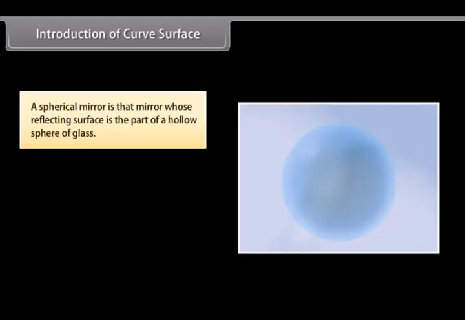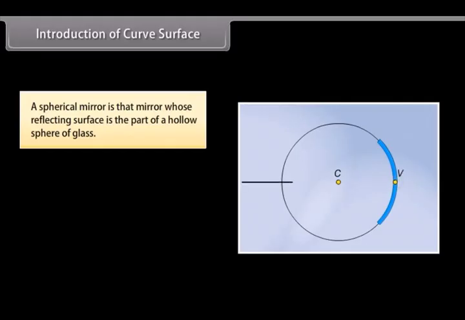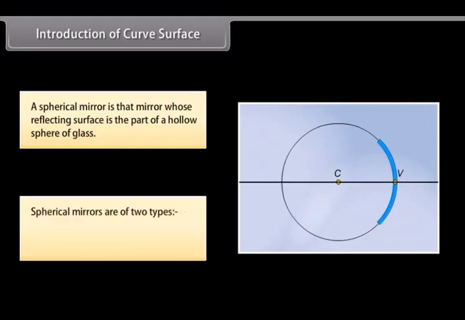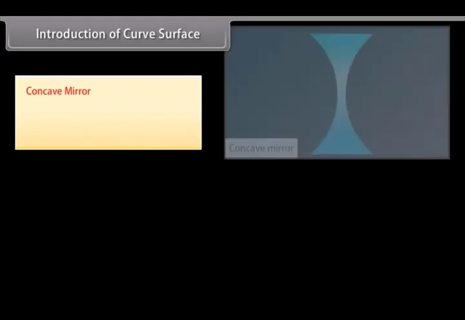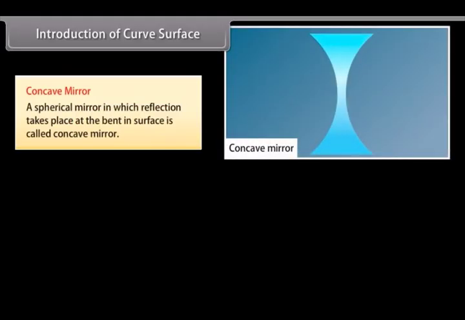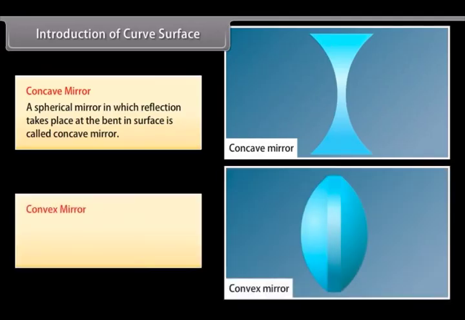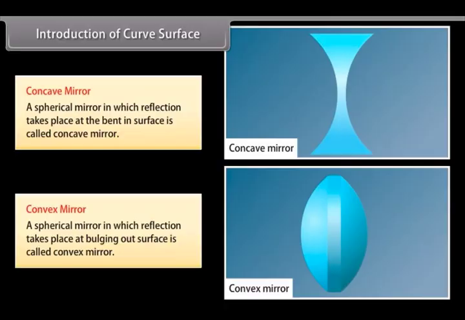Introduction of curved surface. A spherical mirror is a mirror whose reflecting surface is part of a hollow sphere of glass. Spherical mirrors are of two types: concave mirror and convex mirror. Concave mirror: a spherical mirror in which reflection takes place at the bent-in surface is called a concave mirror. Convex mirror: a spherical mirror in which reflection takes place at the bulging-out surface is called a convex mirror.